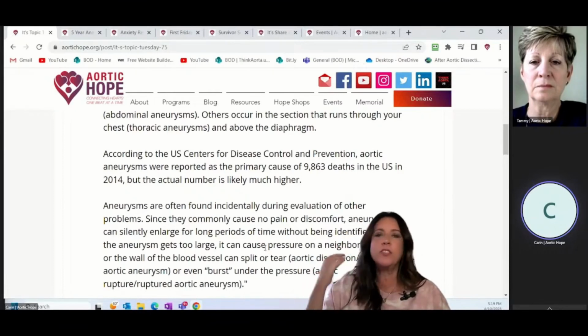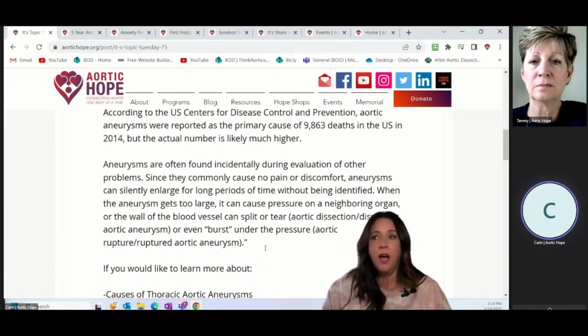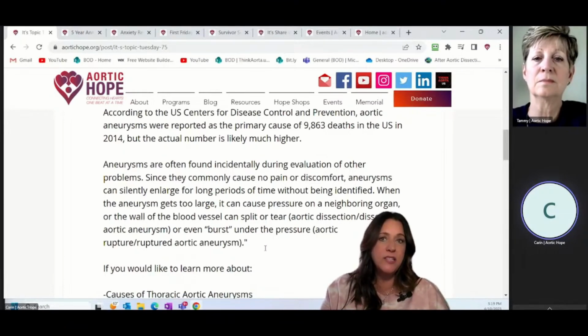So when the aneurysm gets too large, it can cause pressure on a neighboring organ, or the wall of the blood vessel can actually split or tear. Splitting or tearing would be the dissection. If it bursts, that would be considered a rupture.